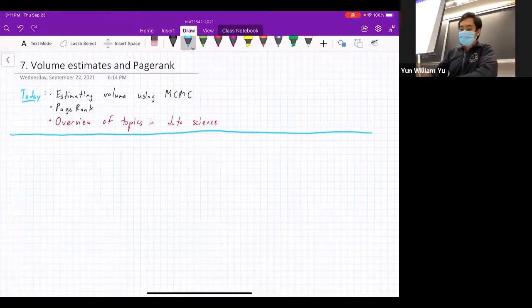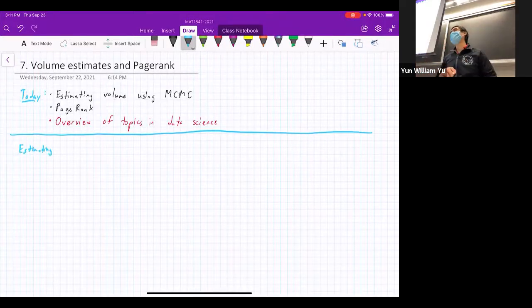So estimating volumes of convex sets. We're only going to deal with convex sets right now because it turns out non-convex sets are super duper weird, and it's really hard to do anything with non-convex sets, as anyone who's done any convex analysis will know. So estimating volume of convex sets.